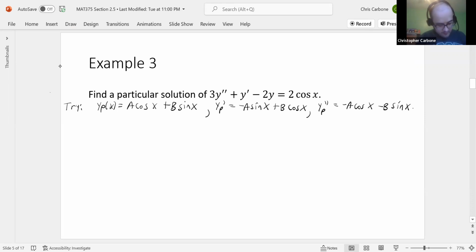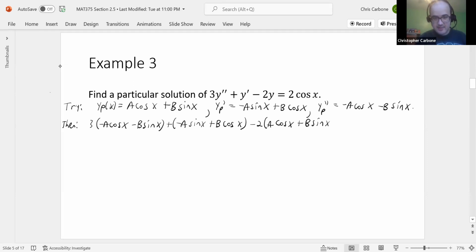So, equating everything in the differential equation and writing everything out, this will be 3 times negative a times the cosine of x minus b times the sine of x, plus negative a times the sine of x plus b times the cosine of x, minus 2 times a times the cosine of x plus b times the sine of x. And that's supposed to be equal to 2 times the cosine of x.